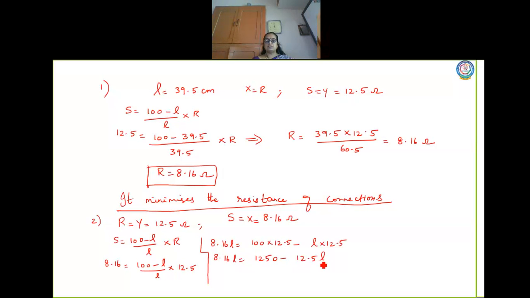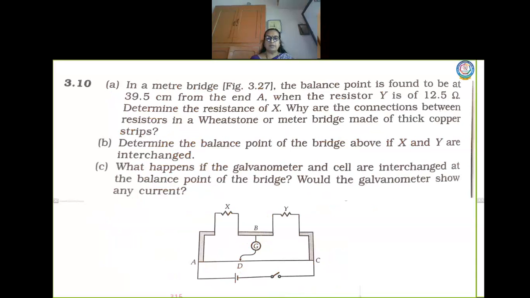So bring this 12.5 L to this side. So both get added up. I will have 20.66 L equal to 1250. L becomes 1250 divided by 20.66, which is equal to 60.5 centimeter. So this is the balance point. Okay. Now one more question is there.